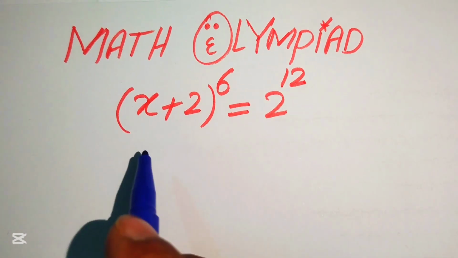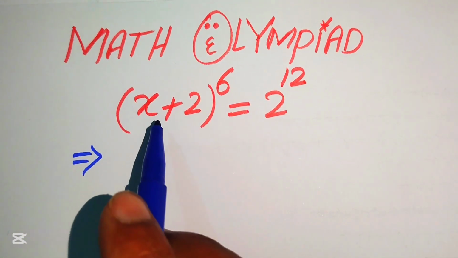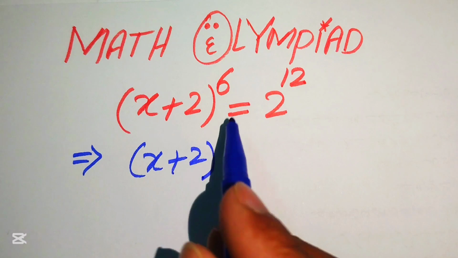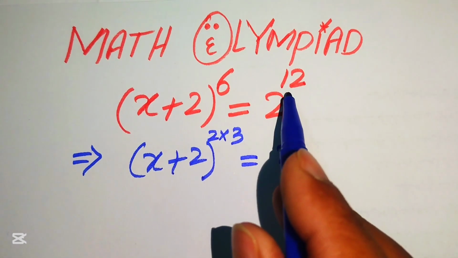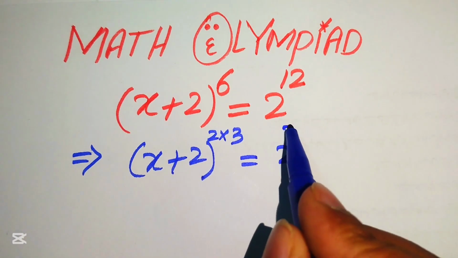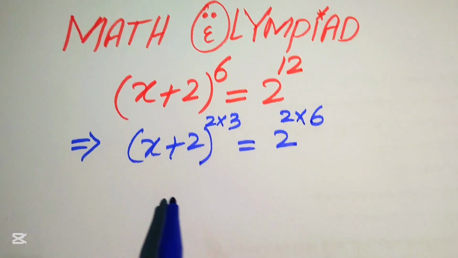The very first step we are going to do is focus on both sides. We write (x+2)^6 as (x+2)^(2 times 3). Similarly, we write 2^12 as 2^(2 times 6), because 2 times 6 becomes 12.